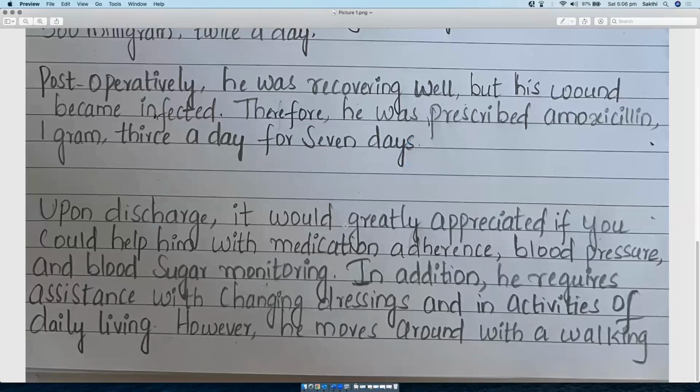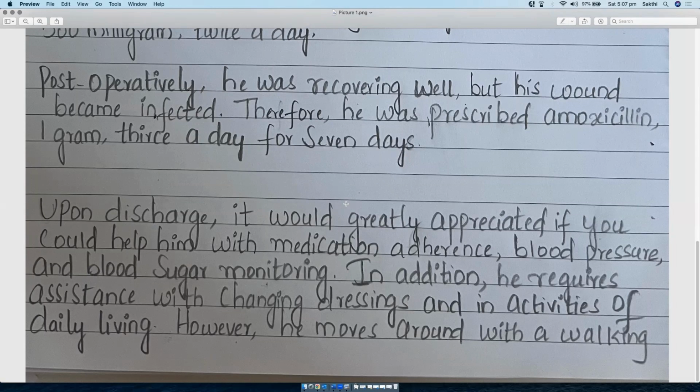Upon discharge, it would be greatly appreciated. You have missed the B over there. Proofreading is one of the most underrated tasks by many students, and we need to ensure that we write very well and we also go through the letter to identify what kinds of mistakes we have committed and overcome them before we hand it over to the exam invigilator.